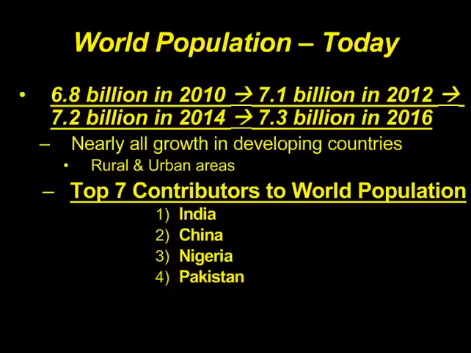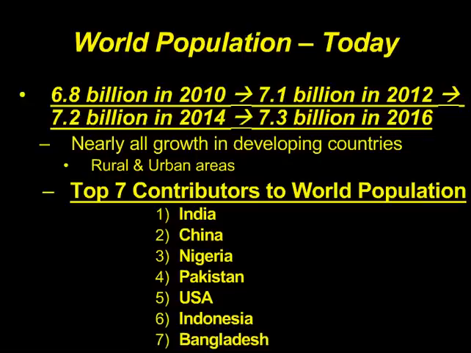Then we have Pakistan, a largely Muslim country that very much disapproves of contraception. Then you got good old US of A. Of course, immigration plays a key role in understanding our contribution to overall world population. Indonesia, number 4, same story, a Muslim country. And then finally, number 7, Bangladesh. And Bangladesh, Indonesia, and Pakistan have very much similar characteristics with largely Muslim countries that disapprove of contraception and birth control.